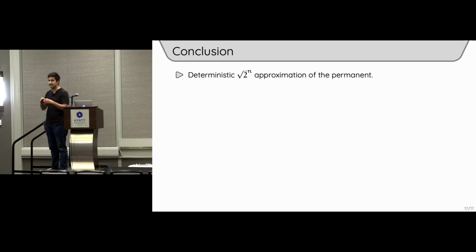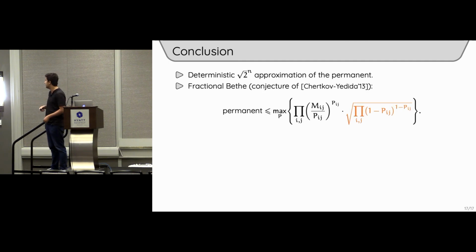You don't have to just apply it to the Bethe approximation. For example, there is this thing called the fractional Bethe approximation that Chertkov and Yedidia studied for the permanent, where you just take the square root of the extra terms in the Bethe approximation. Using our upper bound method, we can show that this is always an upper bound on the permanent. Sometimes this might be better than the square root 2 to the n.